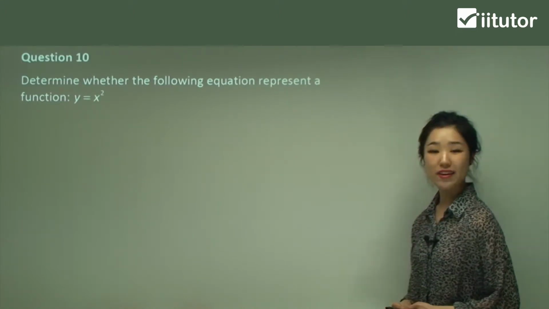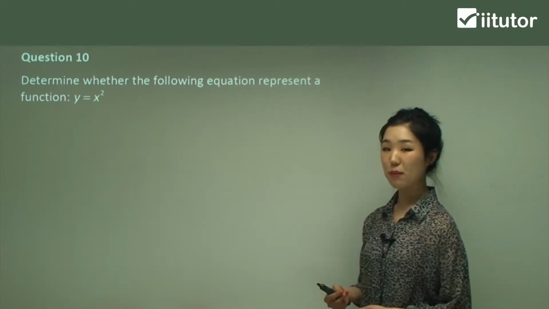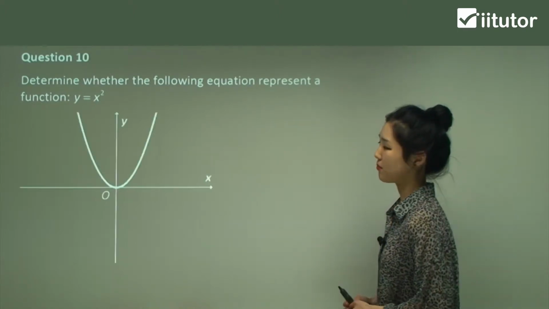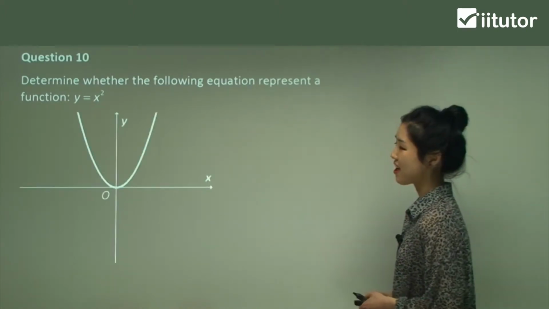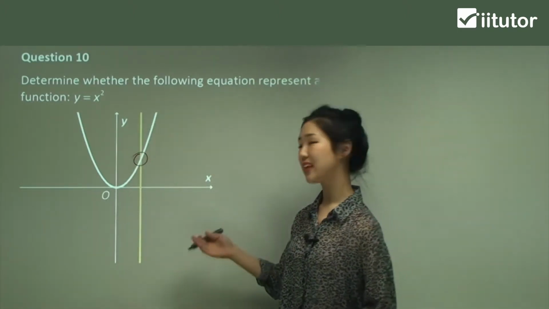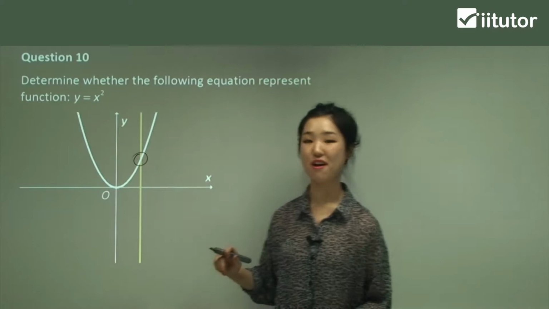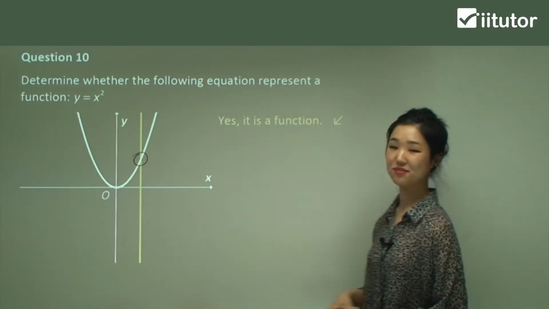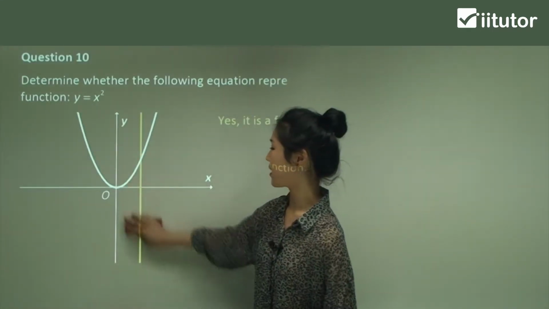This time we've got y equals x squared. That's your basic parabola, which you should be very, very used to. That's my parabola. Drop your vertical line and you can see it only intersects once. And the same applies for all the different parts of the graph. Therefore it is a function. So simple, you should be getting quicker and quicker.